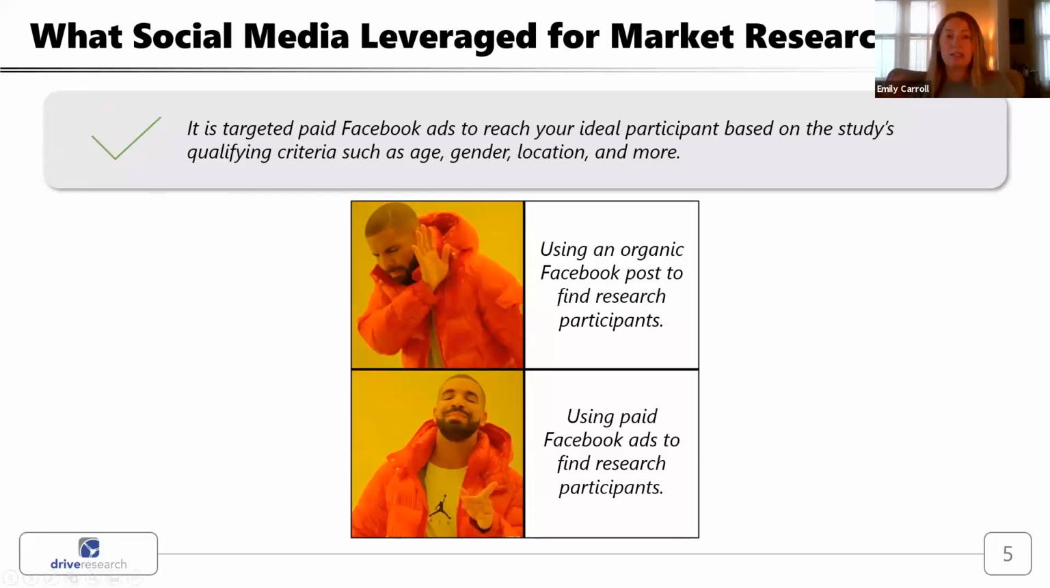So how we use it, it's targeted paid Facebook ads to reach your ideal participant based on whatever your qualifying criteria is, whether it's a certain age group, whether it's male or female. If you just want to target a county in New York State, they have really good interest targeting. The list really goes on and on with the possibilities of who you can target with paid Facebook ads. So for the purpose of this presentation, we'll definitely be focusing largely on paid Facebook ads.